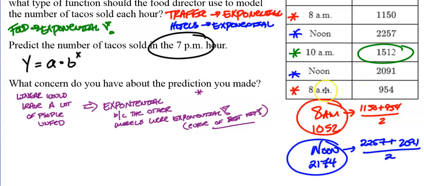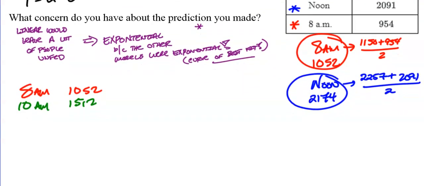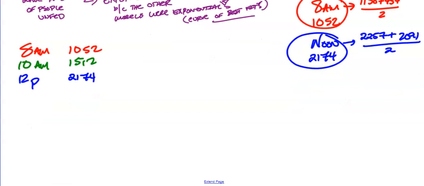Now what we got, 10 a.m. is 1512. So at 8 a.m. we got 1052. At 10 a.m. we've got 1512. And then at noon, which is 12 p.m., we have 2174.